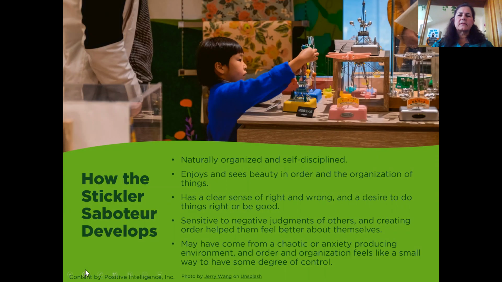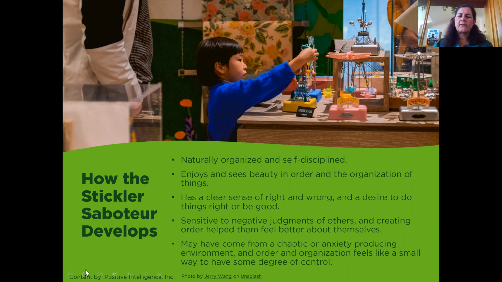So let's start by talking about how the Stickler saboteur develops. Usually these are children who are naturally organized and self-disciplined. They enjoy and see beauty in order and the organization of things. So you might see them in their rooms really taking to putting toys back in a bucket, or organizing things by color as they get older, and really just enjoying the aesthetic pleasingness of that.